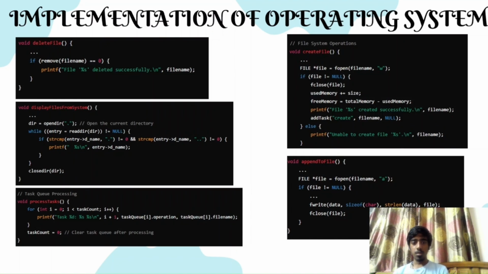Task count is equal to 0. After the loop completes, the line sets the task count to 0. This effectively clears the task queue, indicating that all the tasks have been processed.